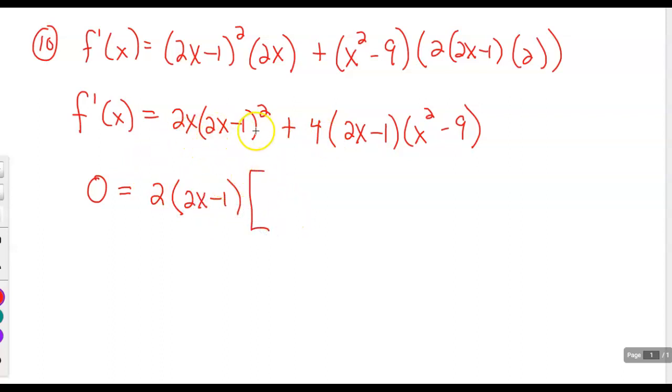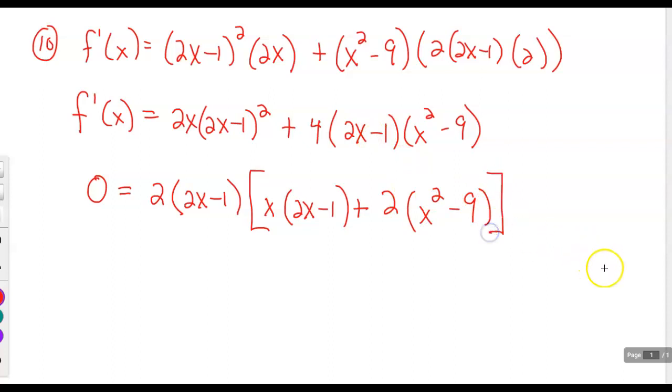And then what do you have left in this first term? Well, you took the 2, you have an x, and then you have a 2x minus 1. In the second term, I took 2 from the 4, so I have 2 left. I took the 2x minus 1, so I still have the x squared minus 9. So I just factored out a GCF. And like I said, if you try multiplying this out by foiling and everything, you end up getting something that you can't factor. So you really should try to use the GCF.